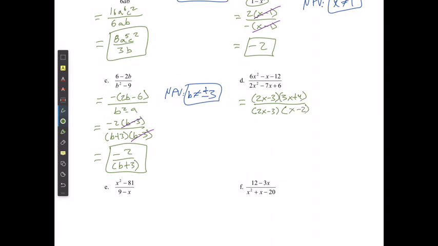I can solve my non-permissible values from those two factors on the bottom. And I'm going to state that x cannot equal either positive 2 or positive 3 over 2. I cancel out the common factor from the top and the bottom. And my simplified form is just going to be 3x plus 4 over x minus 2.